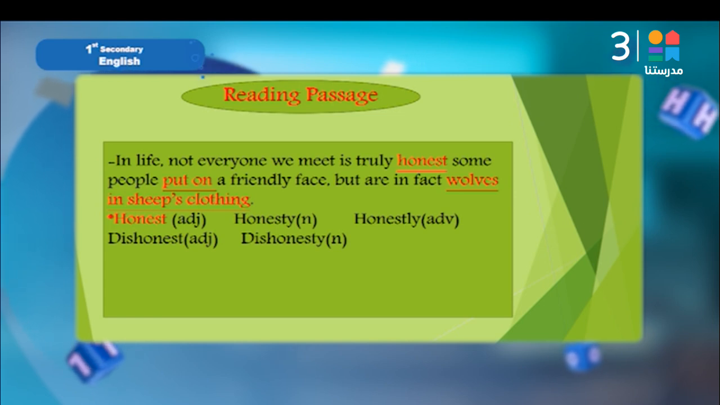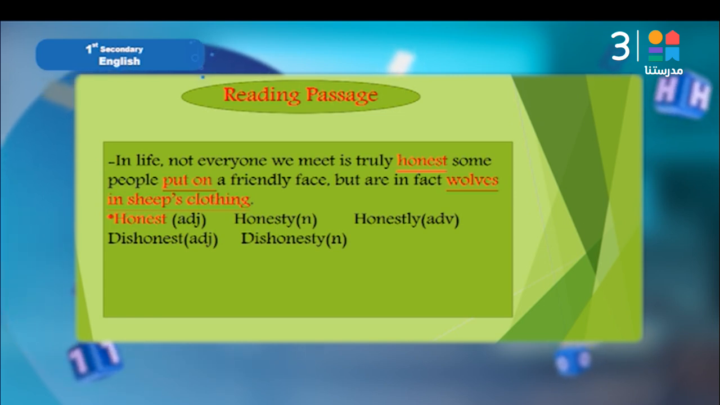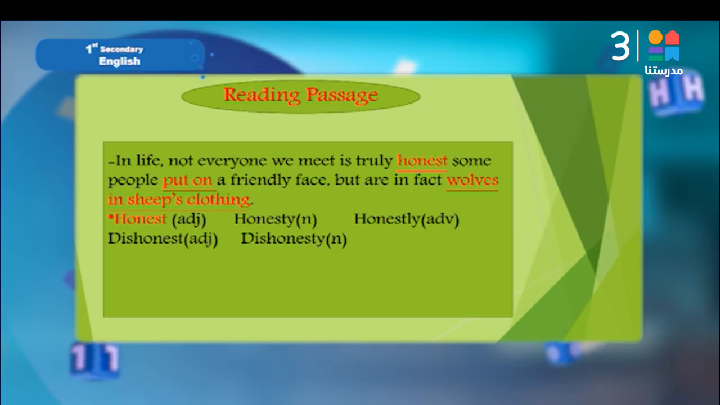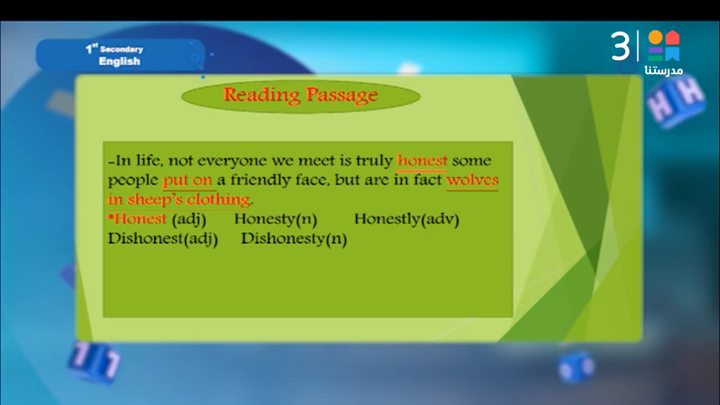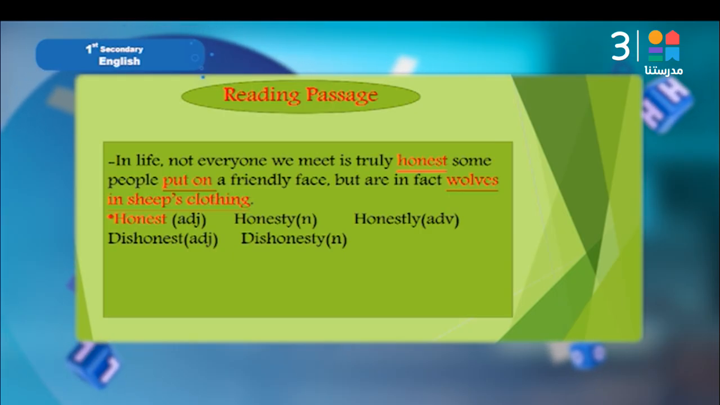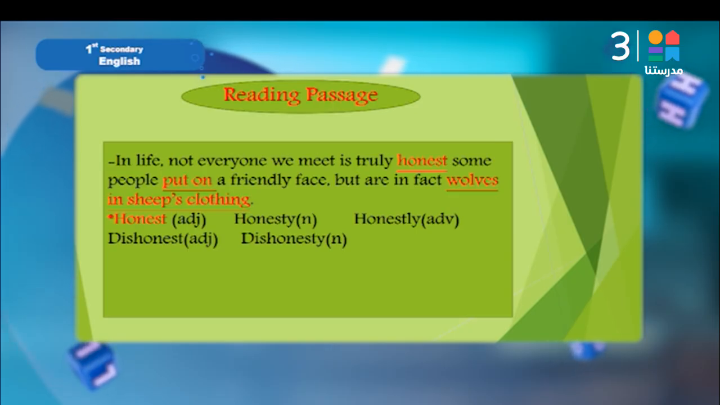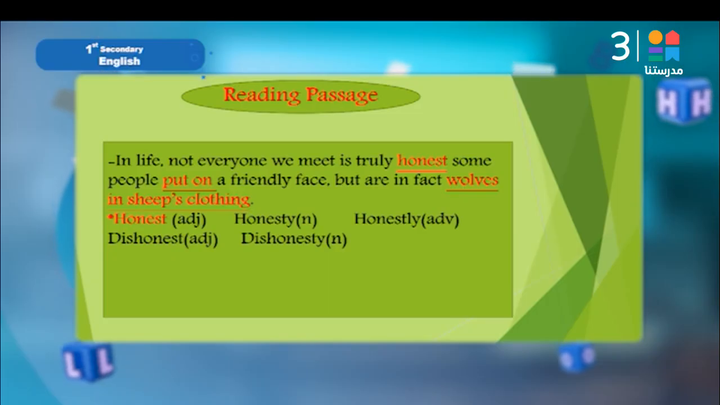What if I would like to bring the adverb? How would I say it? Well done. Very good. Honestly. I add ly to the adjective in order to form the adverb. So, honest, an adjective, and the adverb of it is honestly. What is the antonym of the word honest? Dishonest. Very good. Well done. And what about the noun of dishonest? Dishonesty. Dishonesty means عدم الأمانة. Excellent. Very good.